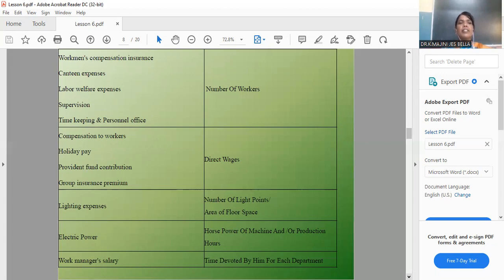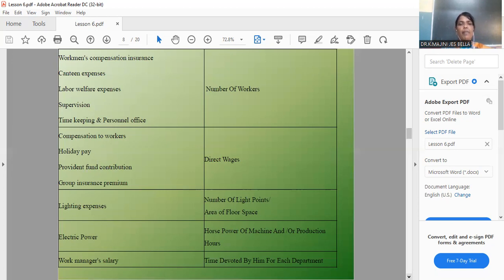Okay, so then we can see the lighting expenses. The important thing of the factory is the lighting expenses. Depending on the lighting expenses, they will fix the production cost, right? These items come under factory overhead. But here we are seeing how the lighting expenses are apportioned: the number of light points and area of floor space. Based on this, they are apportioning.